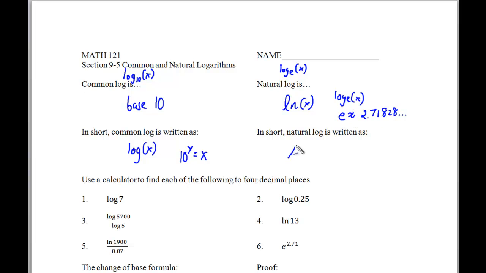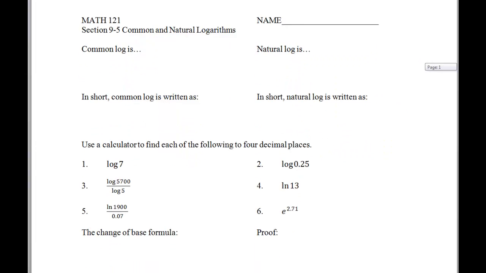So when you have the natural log of y, it's like saying log base e of y, which is the same thing as x. So e to the power of x is equal to y is an equivalent statement to the natural log of y. Now what you're going to do next for the problem, in problems 1 through 6, is you're going to type these into the calculator and get your answers. And we're going to round those to 4 decimals.